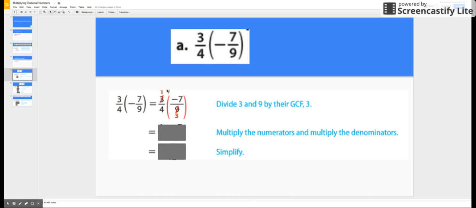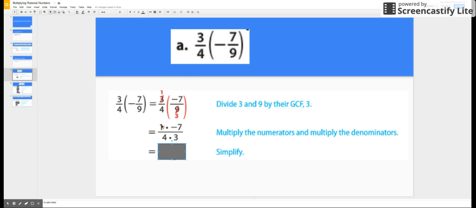So let's think about this. 3 goes into 3 once. 3 goes into 9 3 times. So I'm going to change the fractions and make it now 1/4 times -7/3. So now I'm going to multiply my numerators. 1 times -7 is -7. 4 times 3 is 12.